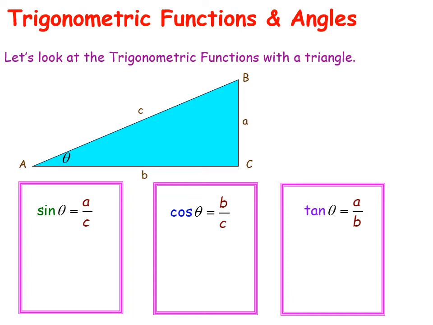If I want to find the reciprocals of these functions, first the reciprocal of sine will be cosec. Cosec will be, instead of A over C, C over A. Cosine will be sec. Instead of B over C, it will be C over B. Tan is A over B. Cotan will be B over A.